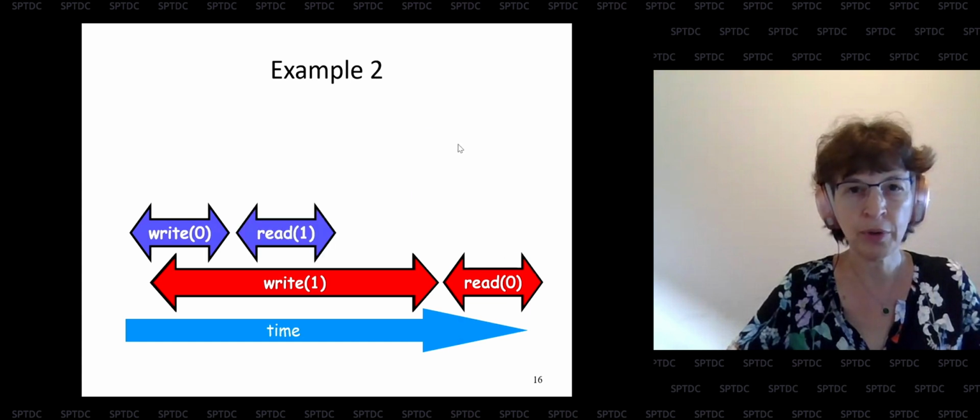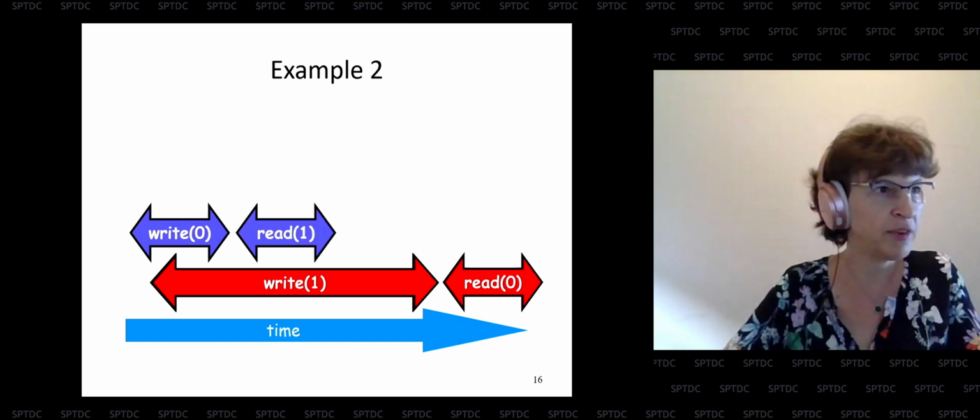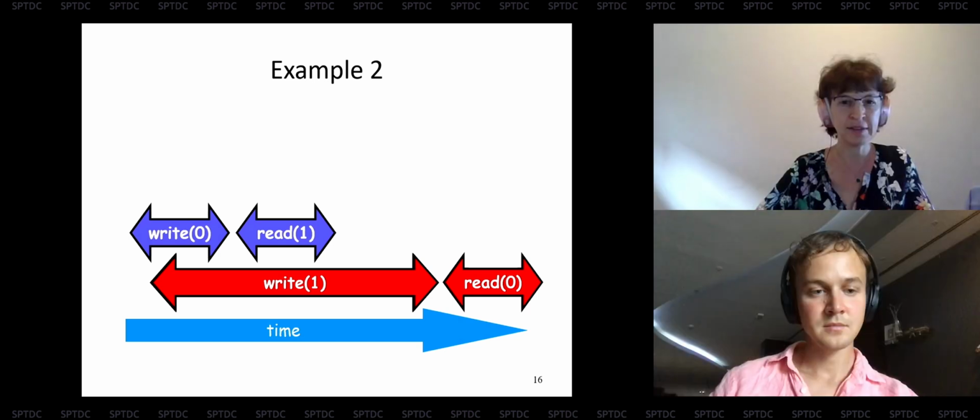Okay, let's continue. What about this example? Is this linearizable? If the blue thread now starts to read and it reads 1, is this linearizable? Same question. Please post your answers to the Telegram chat room.